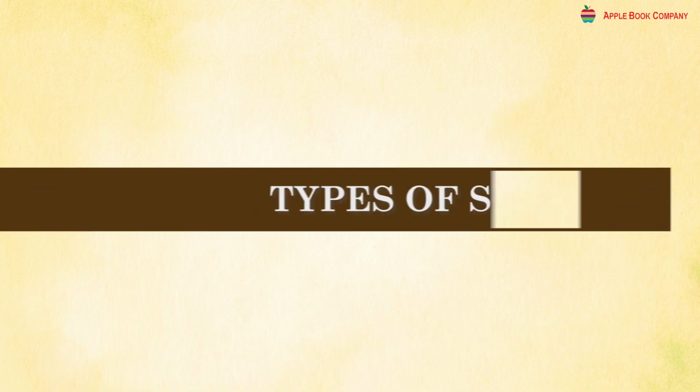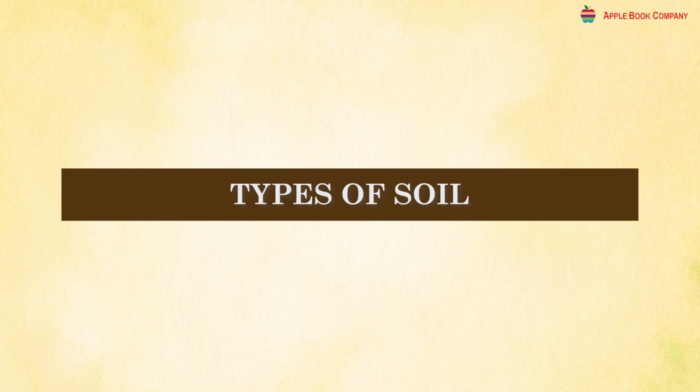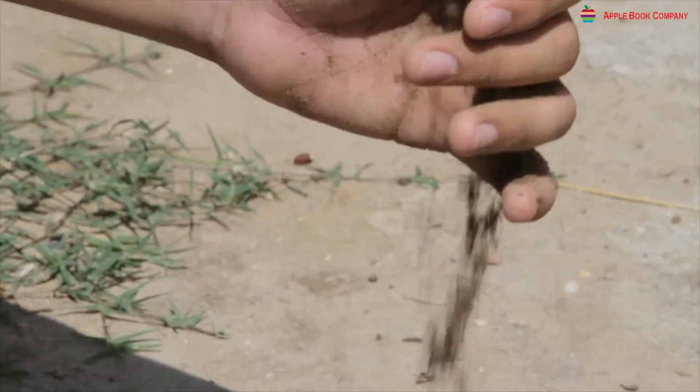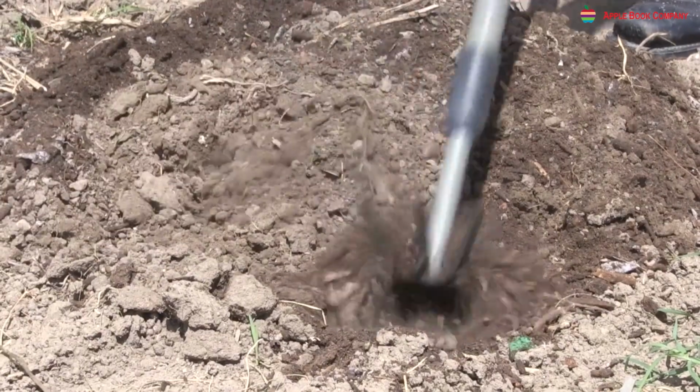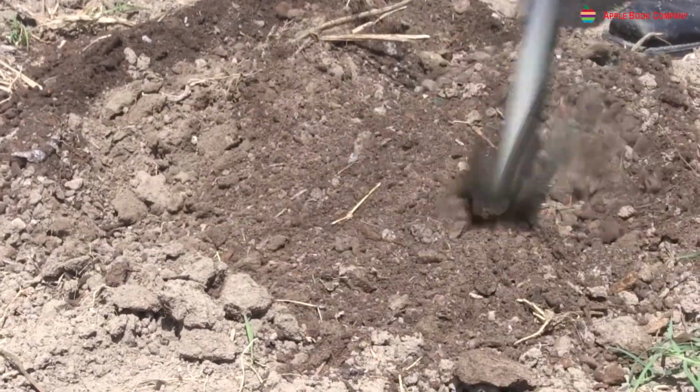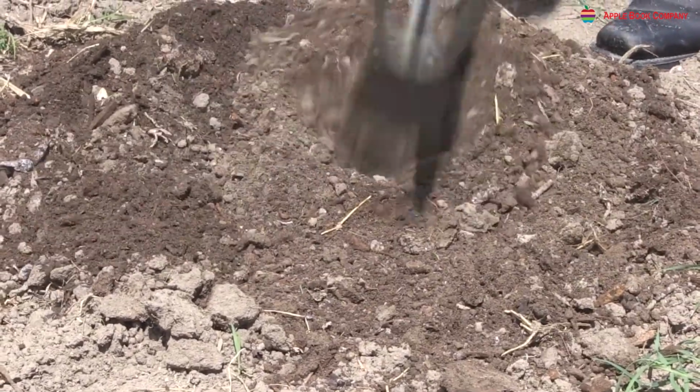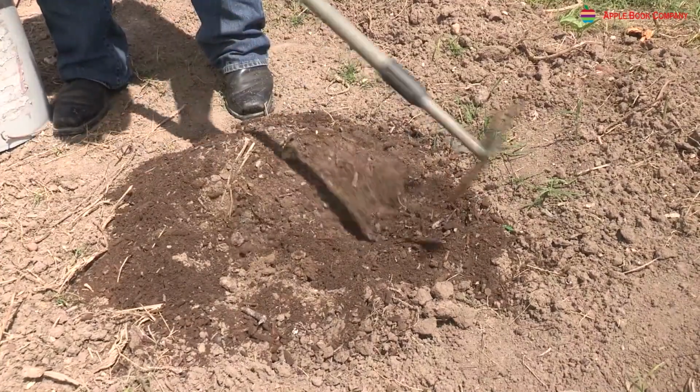How many different types of soils are there? Soils found in different places are different. This is because they're made from different kinds of rocks. The color of the soil depends on the minerals present in the rocks. There are three main types of soil.